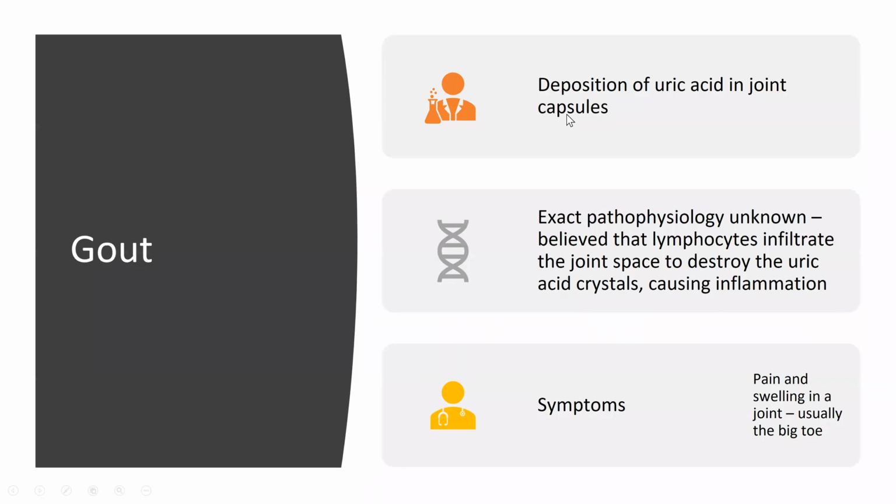doing? Okay, so gout is another condition that affects your smaller joints, so usually your toes and sometimes your ankles if you're really unlucky. It's a deposition of uric acid in your joint capsules. They don't really know the exact pathophysiology behind it, but they believe it's an autoimmune condition where your lymphocytes infiltrate the joint space and destroy the uric acid crystals, causing inflammation. And again, go on ePharmacology, look at your gout medication in your own time, because there's a bunch of contraindications to gout medication.